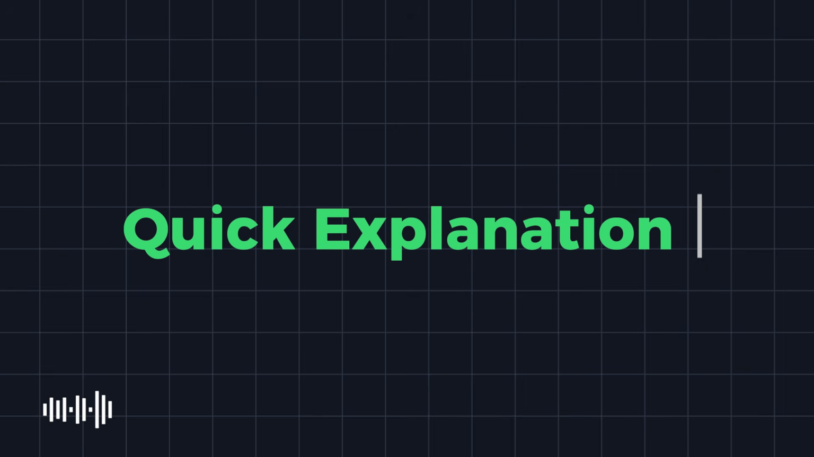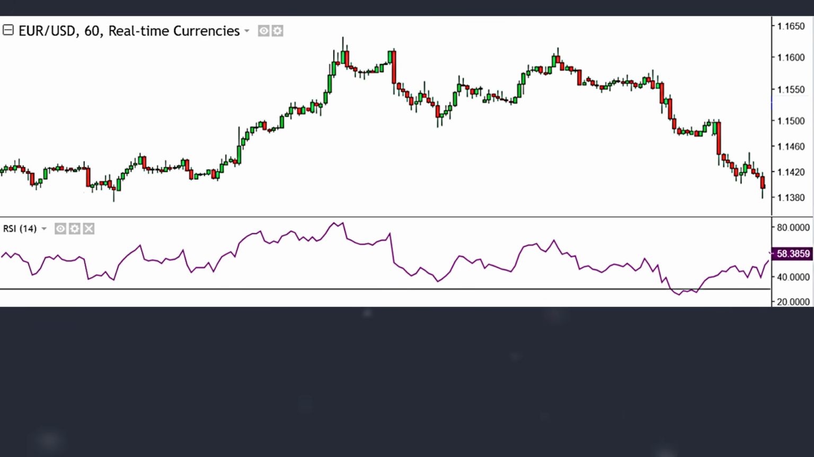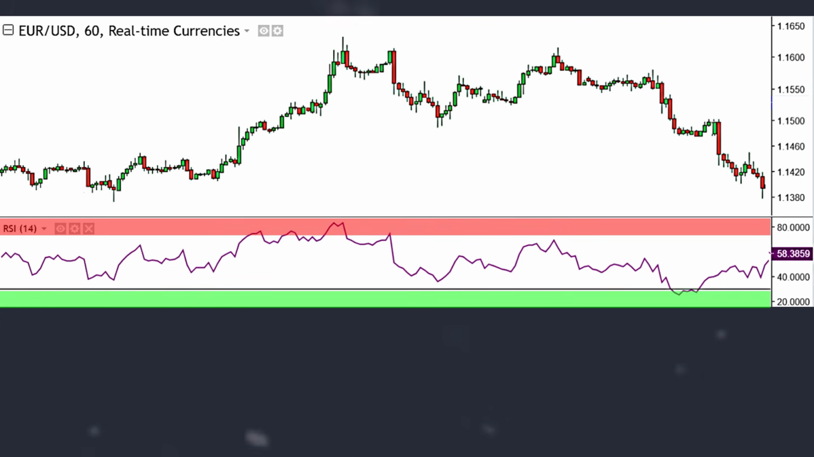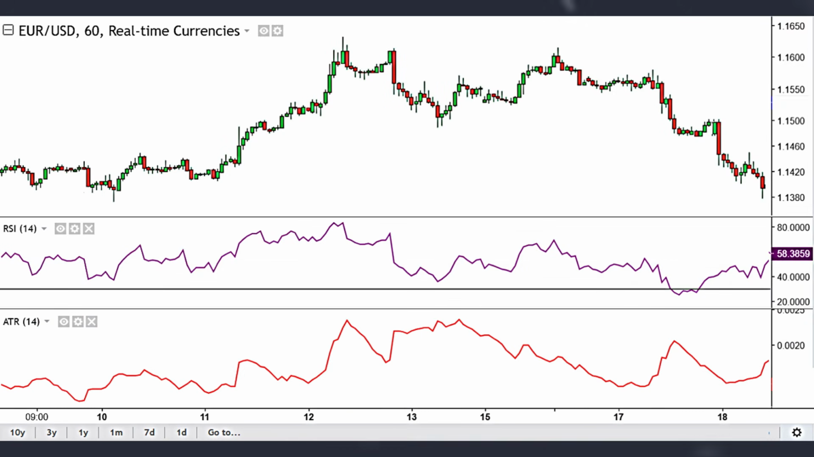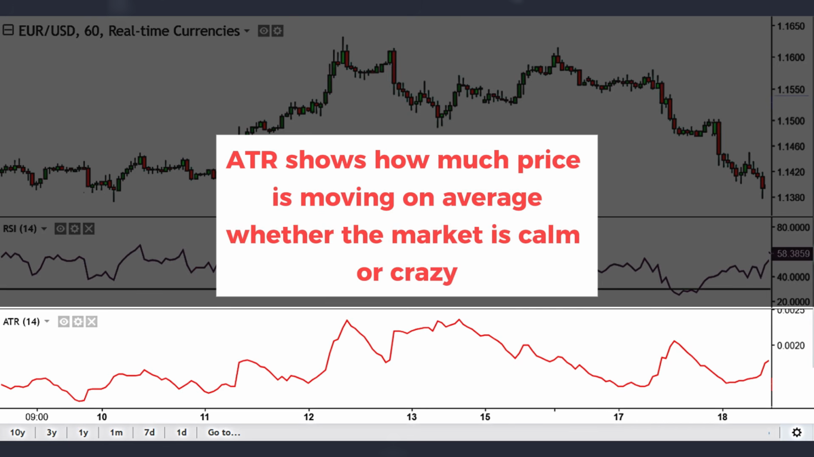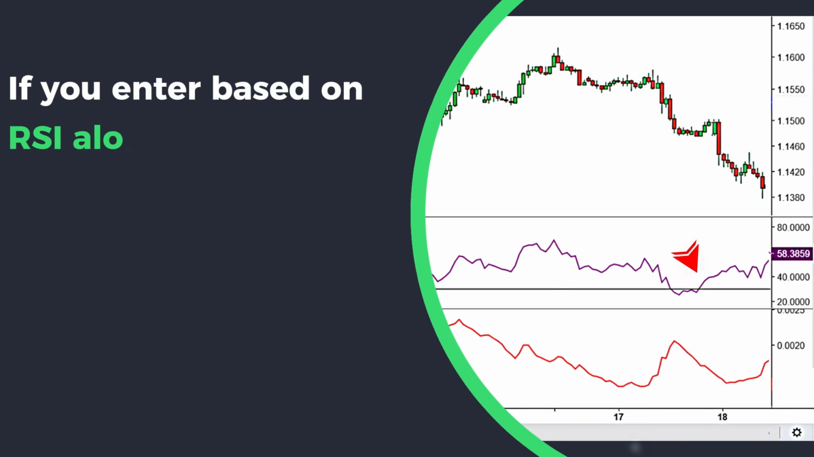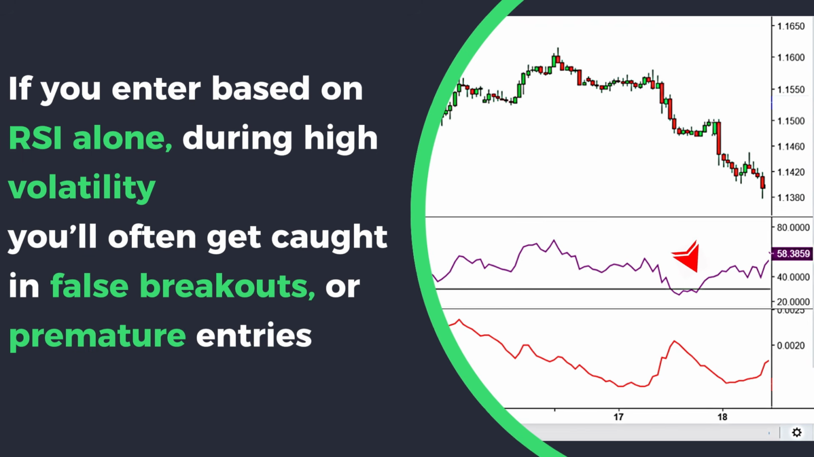Quick explanation. Let's start with the basics. RSI measures momentum. It tells you if the asset is overbought or oversold. But RSI doesn't care about volatility, how wild the price is moving. That's where ATR comes in. ATR shows how much price is moving on average, whether the market is calm or crazy. If you enter based on RSI alone, during high volatility, you'll often get caught in false breakouts or premature entries.